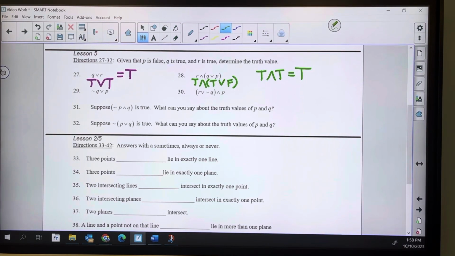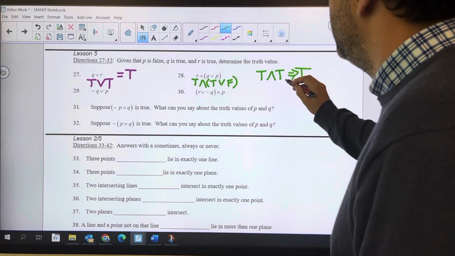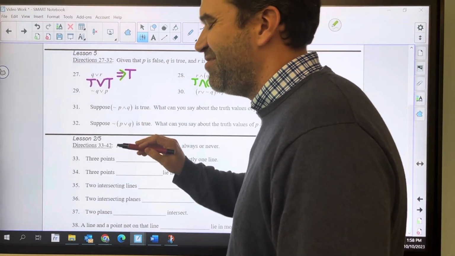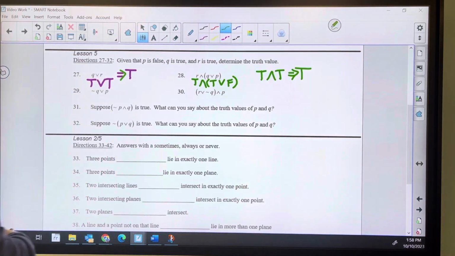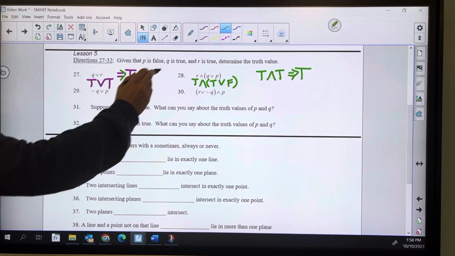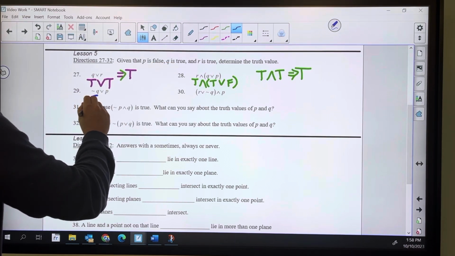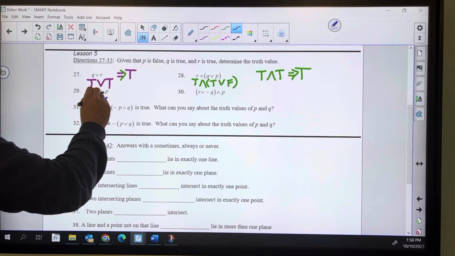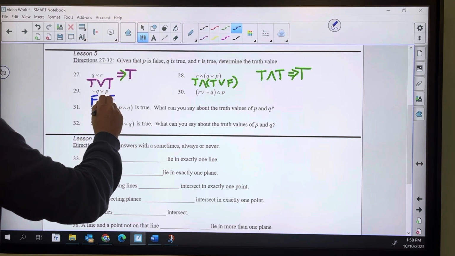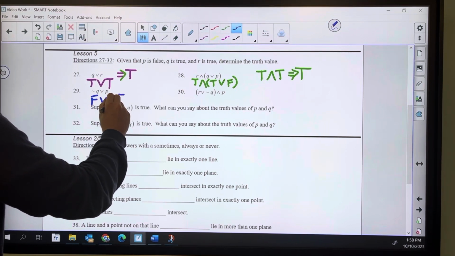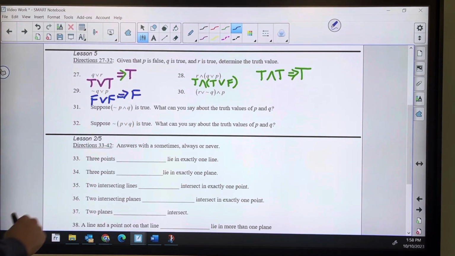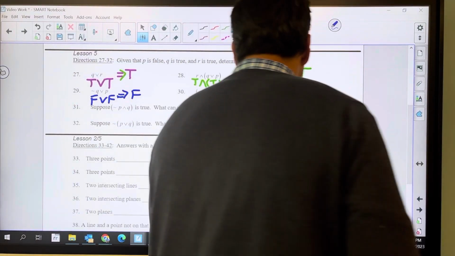And 29, I don't love putting equal signs there. I should say implies or means. All right, we've got not Q, so the opposite of Q. Since Q is true, the opposite is false. Or P is false. False or false implies false. Two wrongs do not make a right.